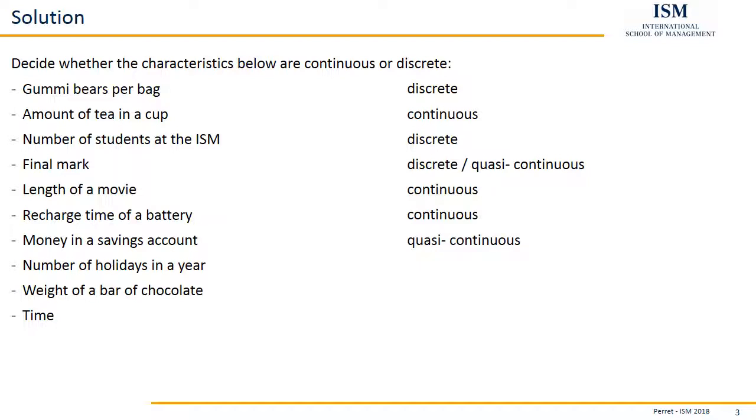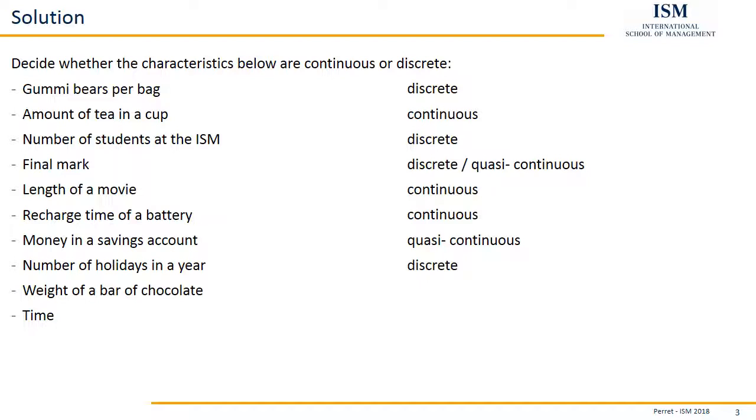Then we have the number of holidays in a year. The number of holidays is a very specific number. It's only 1 holiday, 2 holidays, whatsoever. It's nothing like, I'm spending 3/4 of a holiday somewhere. Therefore, this is typically discrete.